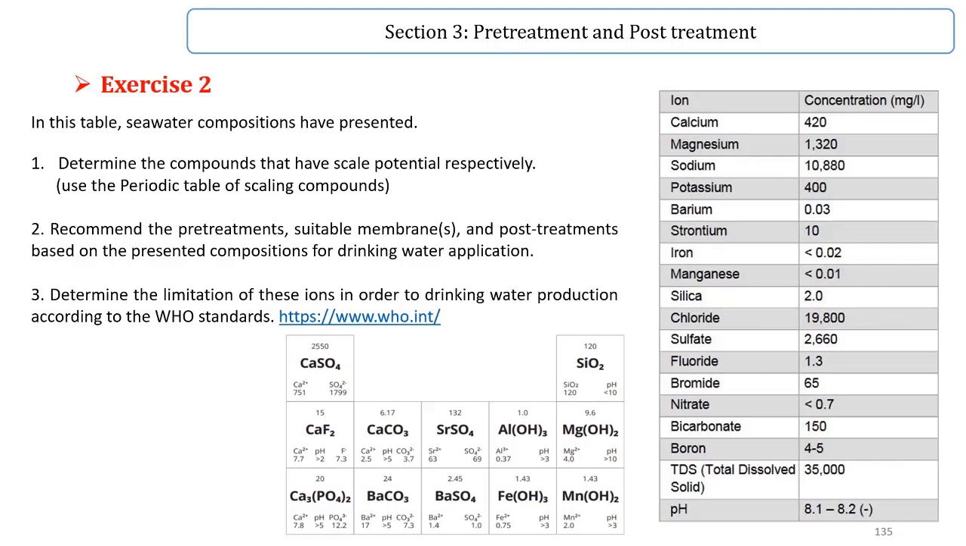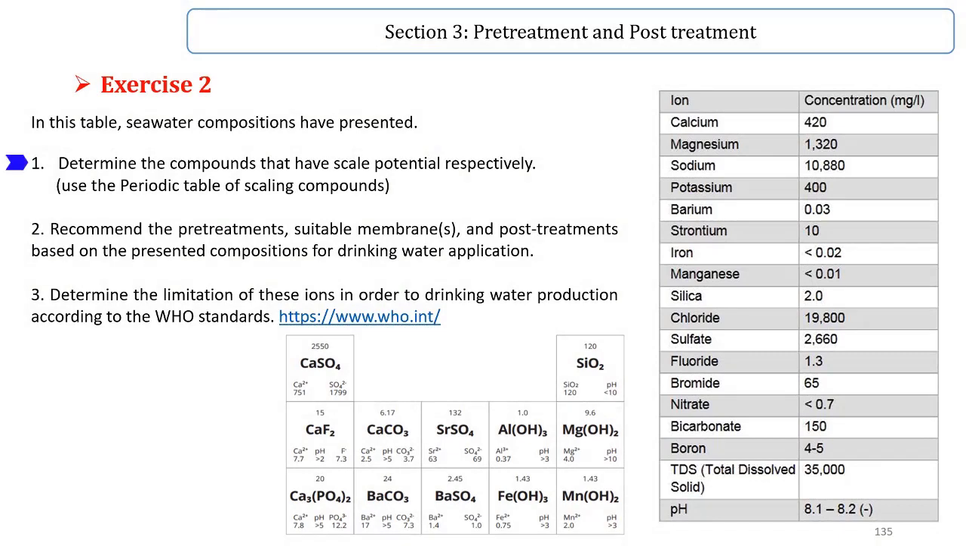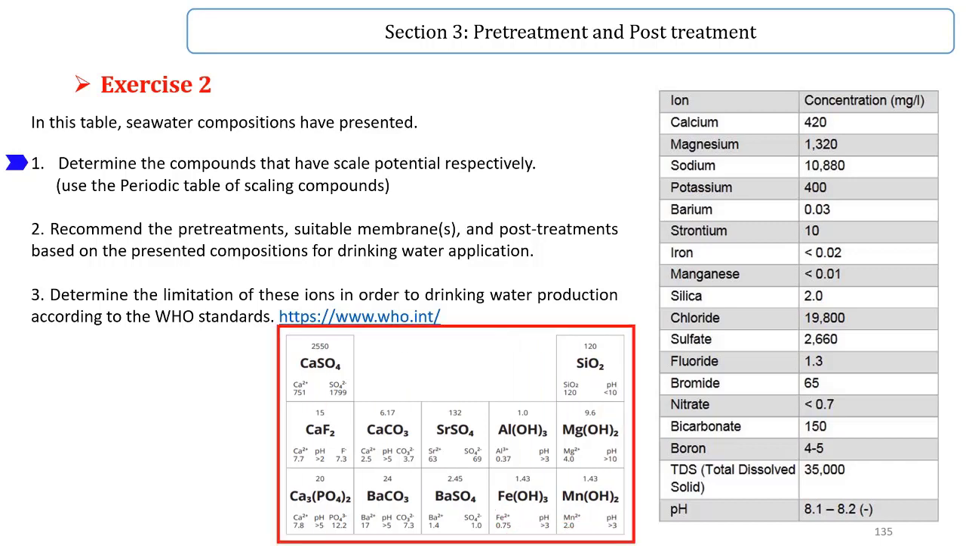Exercise 2. In this table, seawater compositions are presented. First, determine the compounds that have scaling potential. For this, use the periodic table of scaling compounds that was presented in this slide.